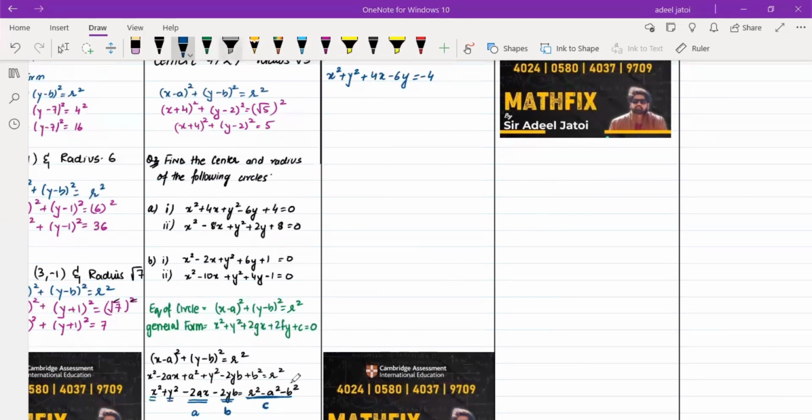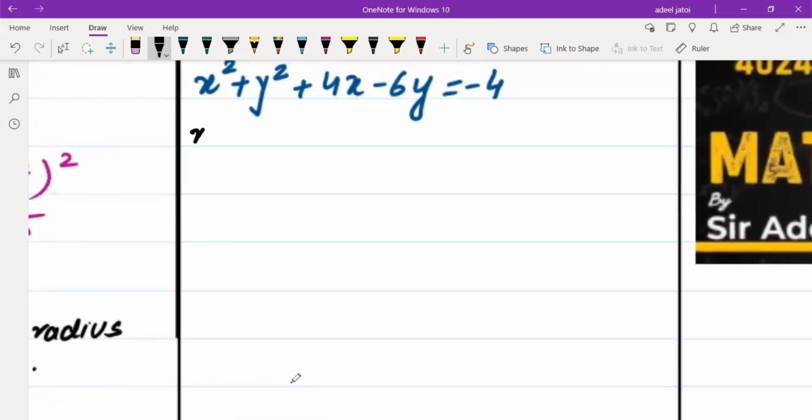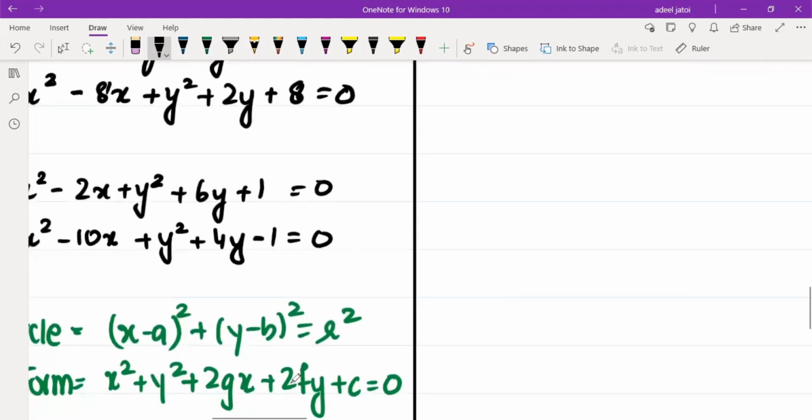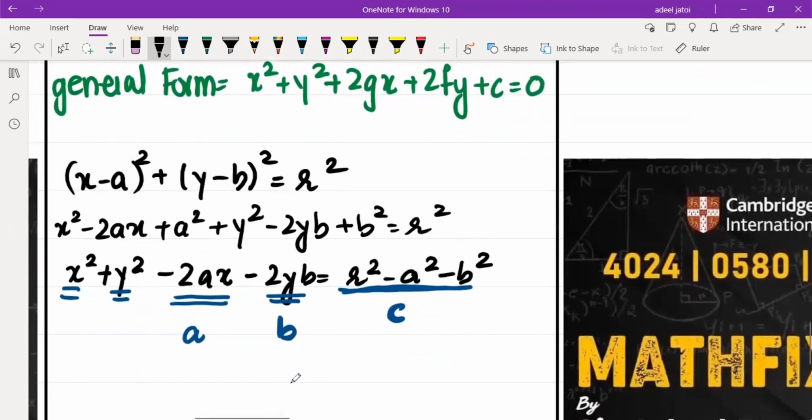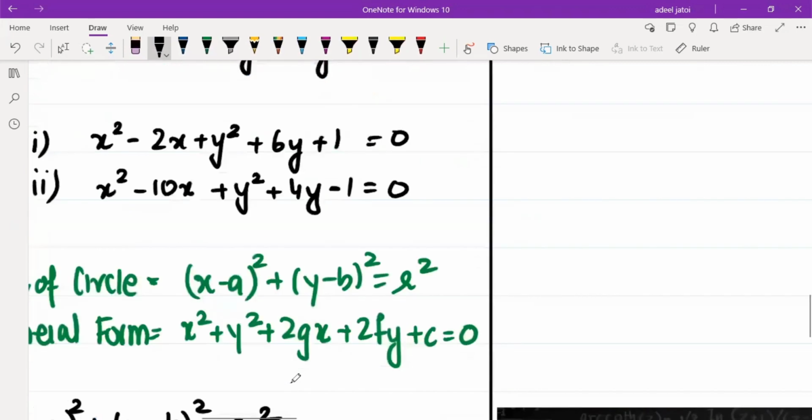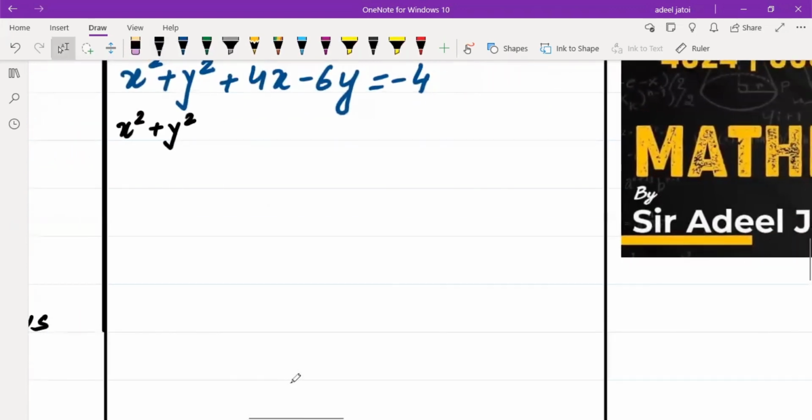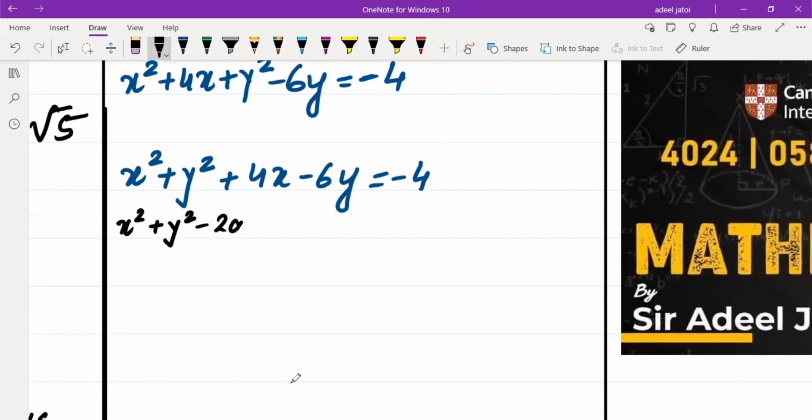So we can just write this thing down as x square plus y square. Now this is given. Apart from that, what do we have? Minus 2ax minus 2yb is equal to r square minus a square minus b square. This was your generalized form.